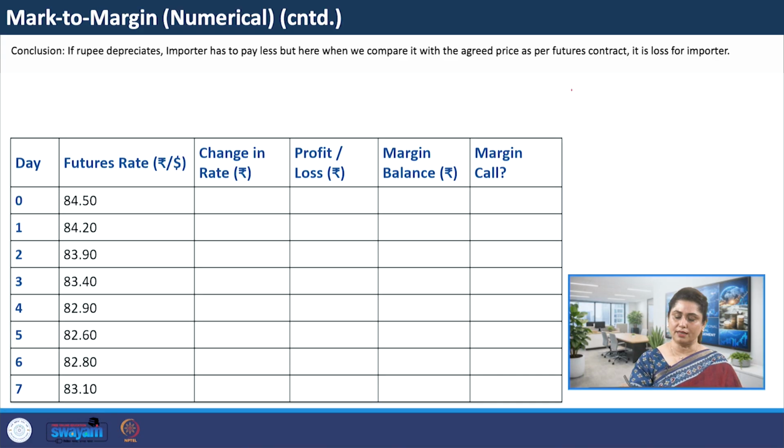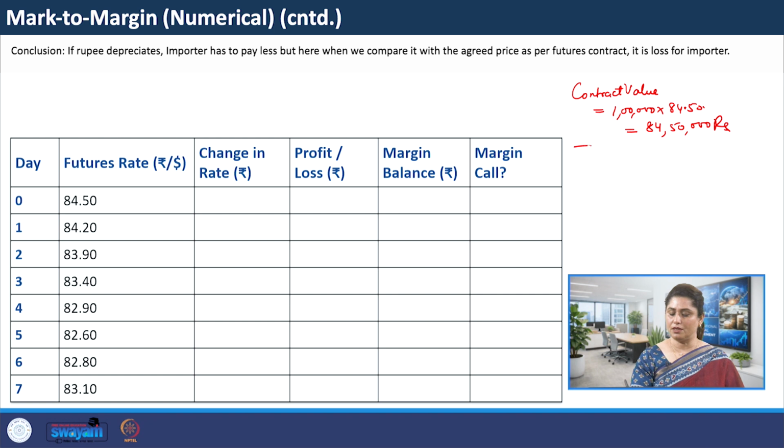Let's talk about the answer for question number 1. What is the contract value? Contract value is equal to 1 lakh into 84.50. So this becomes 84,50,000 rupees.